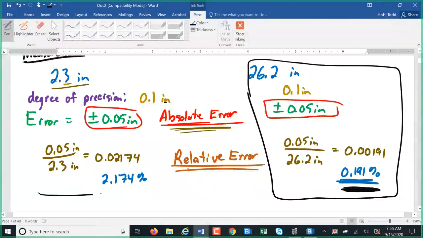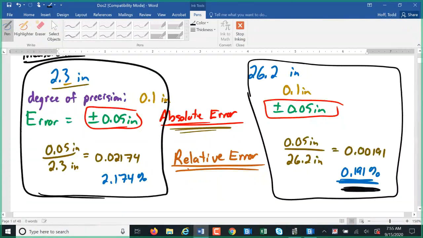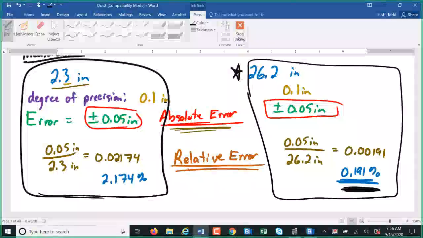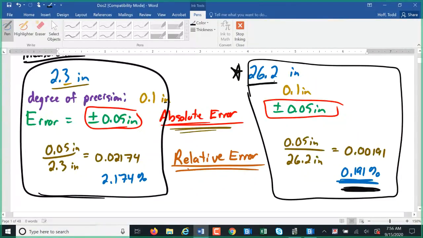Whereas over here, over 2% is not an acceptable relative error or percent error. Why is there a difference? Well, because what we were measuring over here was larger to begin with. So one of the things in measurement quality control is you have to match the precision of your measuring device to the size of your object. If I'm measuring something that's 26 plus inches, having a measuring device that only goes to the 1/10 of an inch is okay, because it's going to give me a relative error that's less than 0.25%.